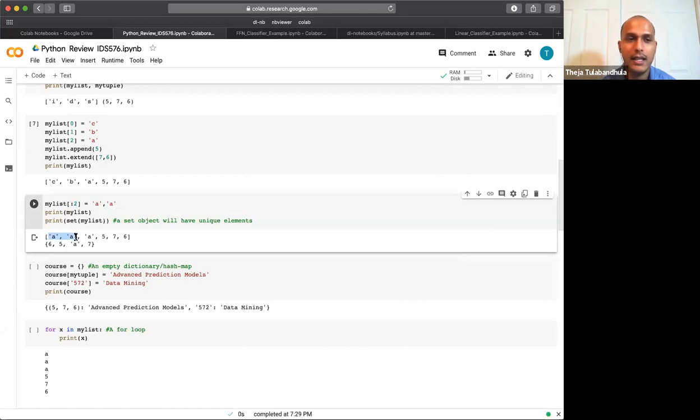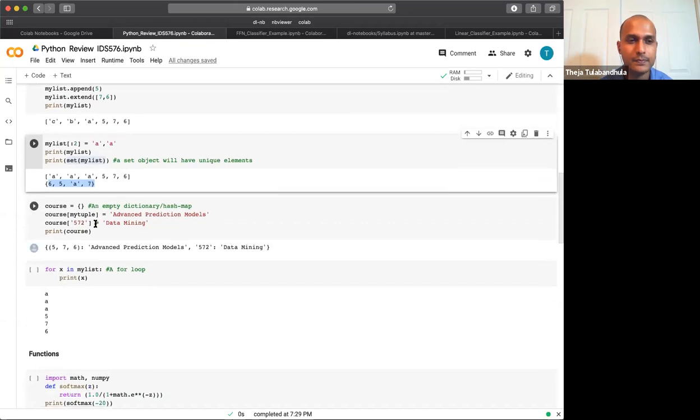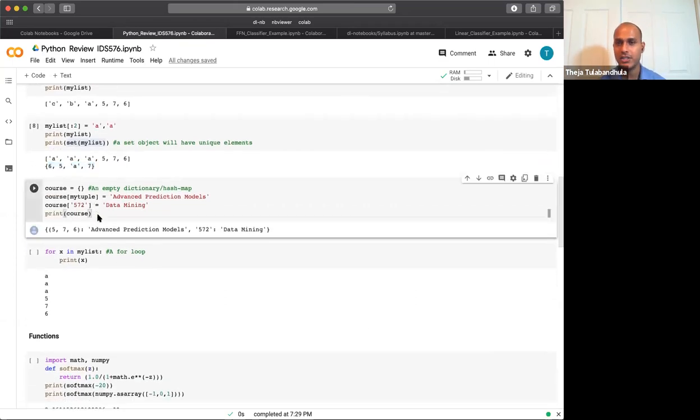A set is a different data structure which basically does not let you keep repeated elements. For example, you see here in this list there are some repeated elements, namely A is repeated thrice. If you call set on this list as an input, you will get a set object which will not have A repeated three times. And finally, let's talk about dictionaries.